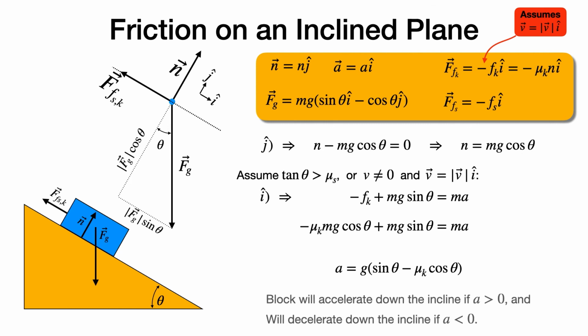Now, the block will accelerate down the incline, given our choice of the directions of i hat and j hat, if a is greater than 0. But if a happens to be less than 0, then the acceleration will be negative, and it will be decelerating as it moves down the incline, that is, slowing down. So, depending on whether the force of gravity acting along the incline is greater than or less than the force of kinetic friction acting up, the object will either speed up or slow down as it moves down the incline.